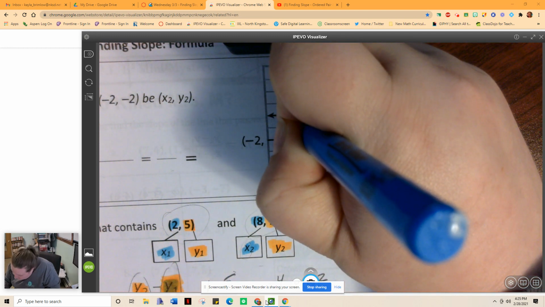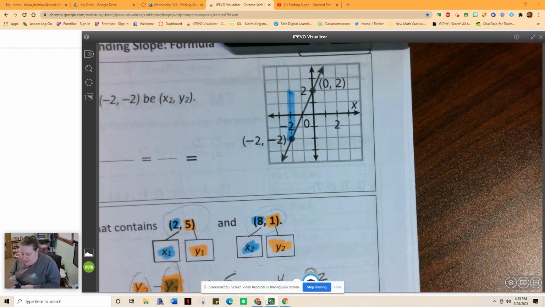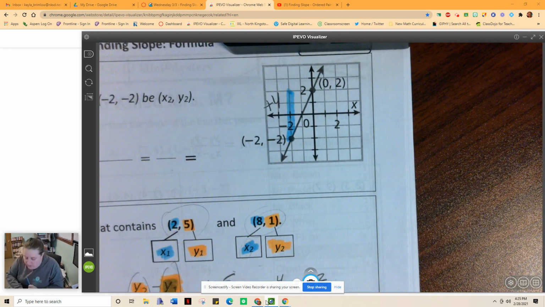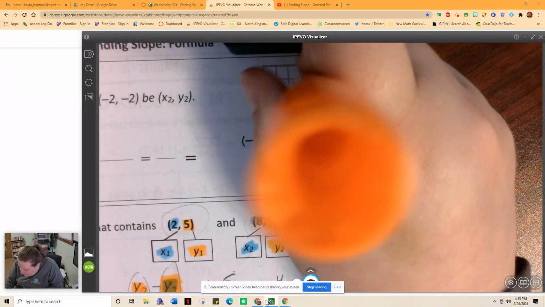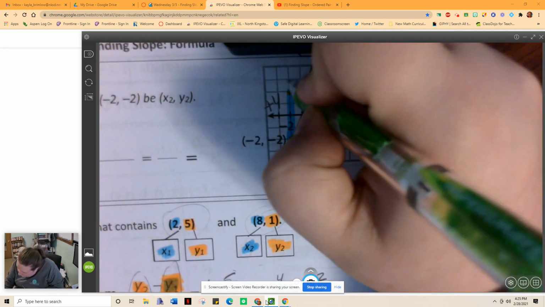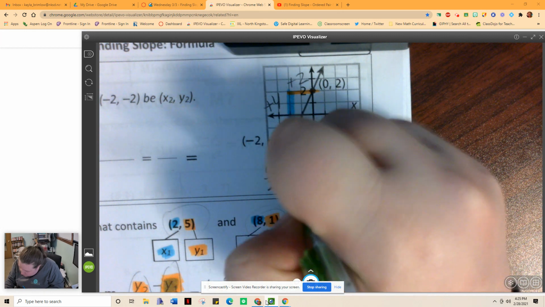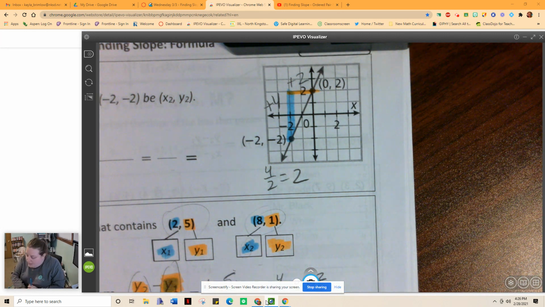So if I go up 1, 2, 3, 4, okay, so we had a rise. I'll just write plus 4, okay, because it has a positive slope, then over 2, so plus 2. The slope is 4 over 2, which is just 2, okay.